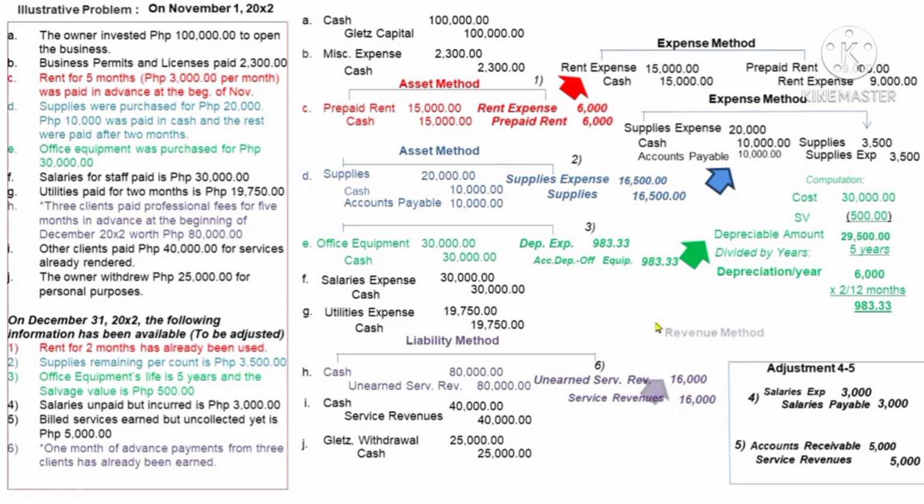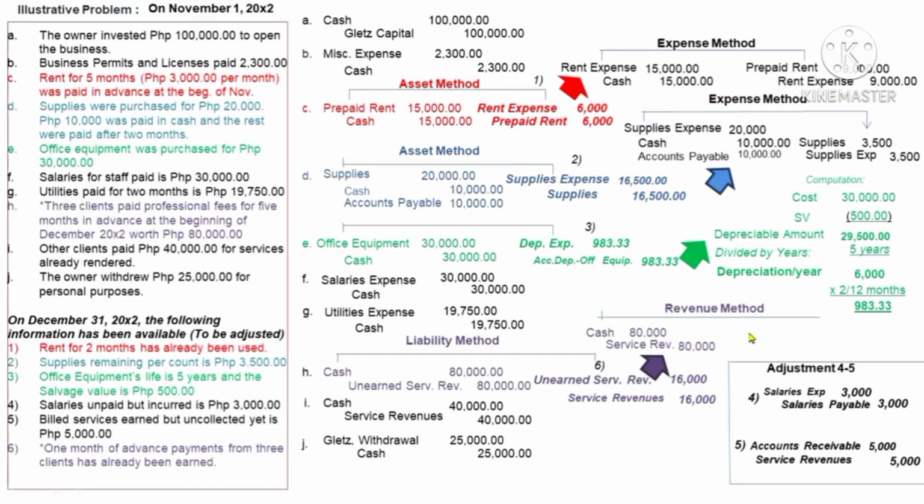But if we use the revenue method, we're still going to debit cash 80,000 but credit instead the service revenues of 80,000. And on the adjustments, we should focus on the unearned portion, which is 4 out of 5 months, or in money terms 64,000, or 4 months times 16,000 per month.